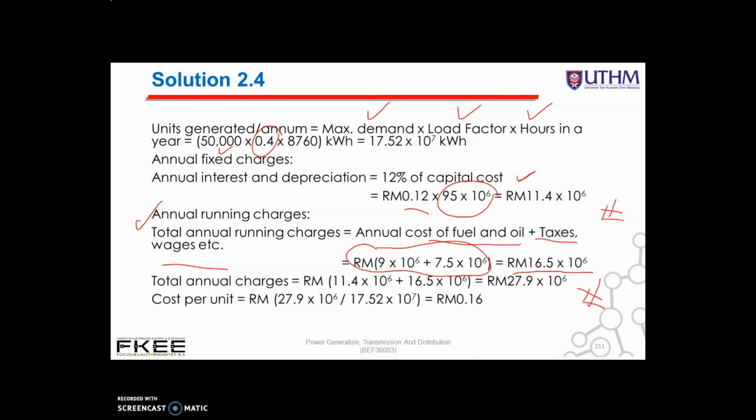Okay, then you have to calculate the cost per unit, which is the total annual charges divided by the units generated per year. Okay, then you get the cost per unit is around 16 cents for this system.